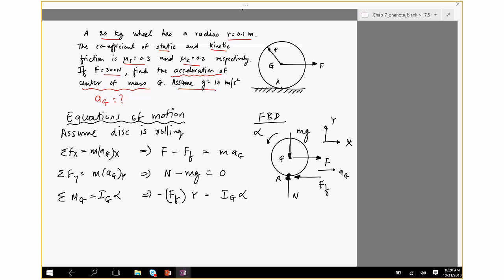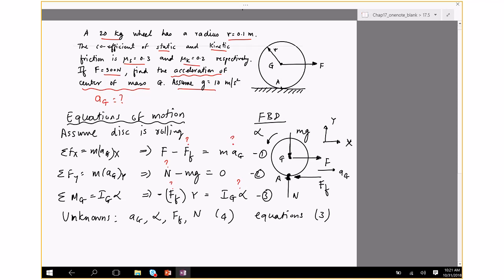So let's try to identify the unknowns. Remember, we're trying to solve for AG. The friction force is unknown. The normal force, the way I've set it up, is unknown. Now you can say it's equal to mg, but the way I've set it up right now, it is unknown. So the unknowns are AG, alpha, friction force, and normal force. But we have only three equations, 1, 2, 3. So three equations, four unknowns. You cannot solve for four unknowns using three equations.